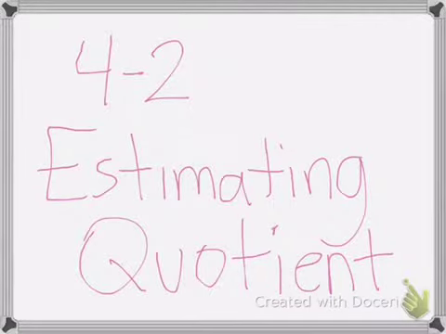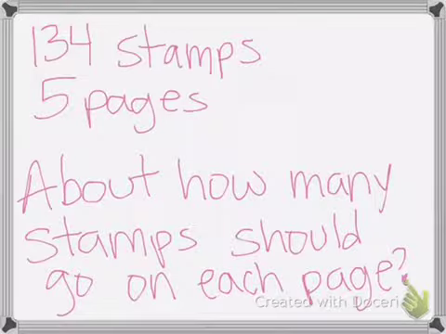Okay, go ahead and label the top of your spiral 4-2 estimating quotients. And once you have that written down, we are going to go on to the first question I have for you. All right, so my question to you is, suppose you have a 134 stamp collection. You want to display them on 5 pages of an album with about the same number of stamps on each page. About how many stamps should go on each page?